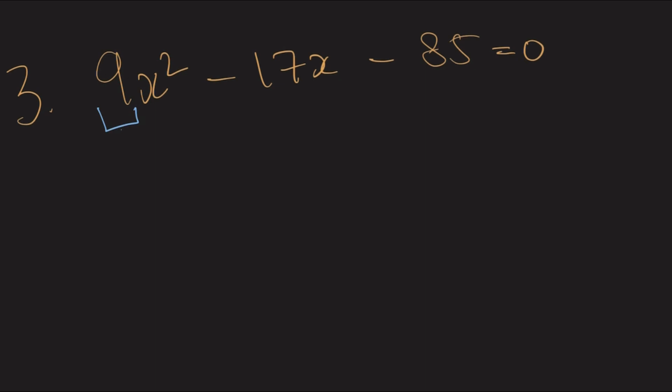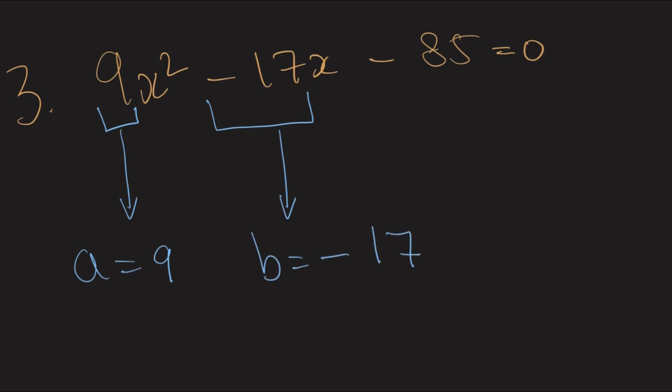We know the 9 has to be a, so a equals 9. This whole thing is with the minus 17, so this is next to the x. So we know this has to be b, so b equals minus 17, and the minus 85 then has to be c. So c equals minus 85, and now we're going to plug that into the equation.